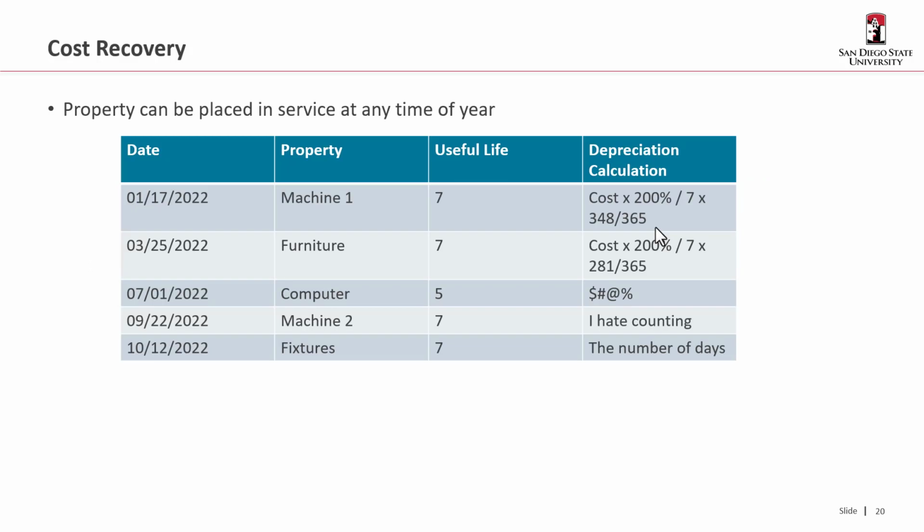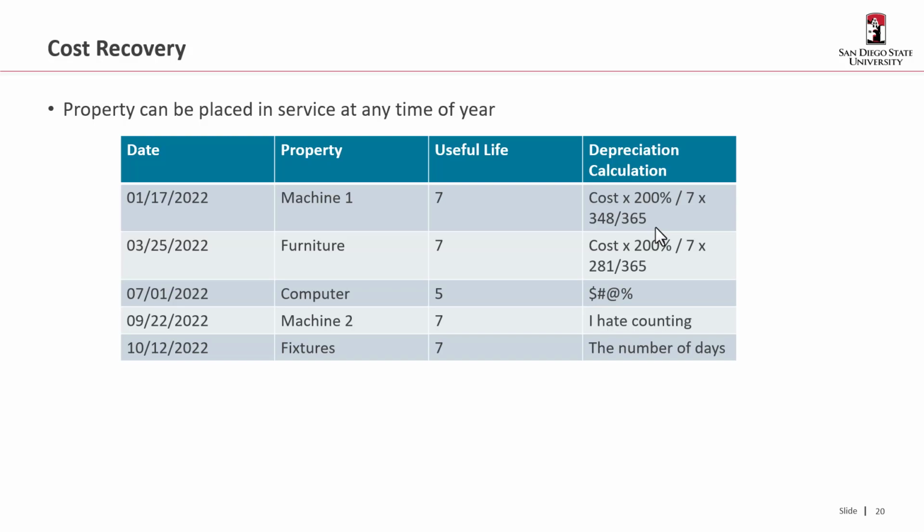So property can be placed in service at any time of year. And so let's say we place something in service on January 17th, machine 1. And if we were trying to depreciate it, we take the cost, we multiply by 200% because it's double declining balance. We divide by 7 and then multiply by 348 divided by 365 days because January 17th must leave 348 days for the rest of the year. If we put something in March, then we would say, oh, okay, well, it's cost times 200% divided by 7 times 281 divided by 365 days.